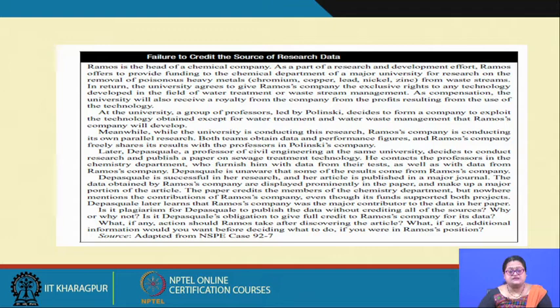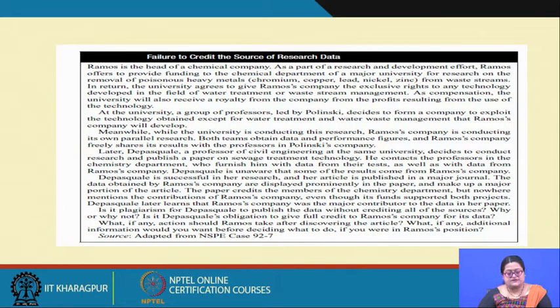Later, de Pasquale, a professor of civil engineering at the same university, decides to conduct research and publish a paper on sewage treatment technology. He contacts the professors in the chemistry department, who furnish him with data from their tests as well as with data from Ramos's company. De Pasquale is unaware that some of the results come from Ramos's company.